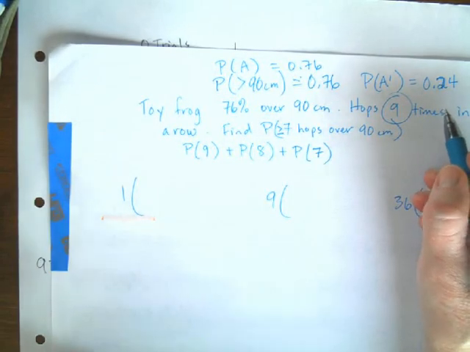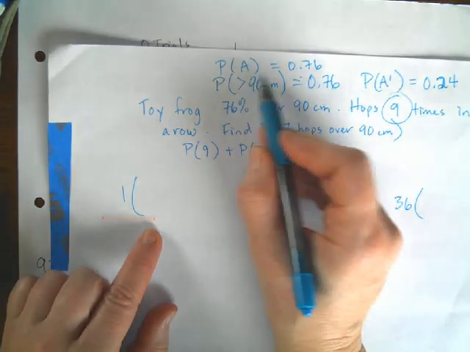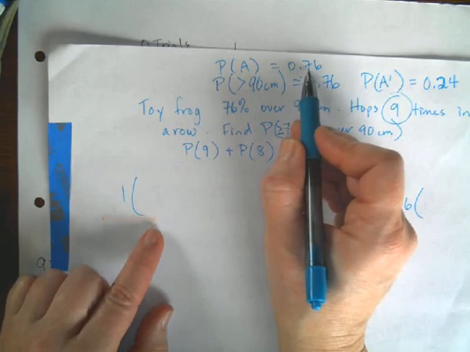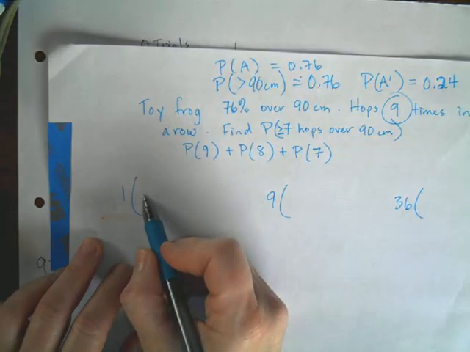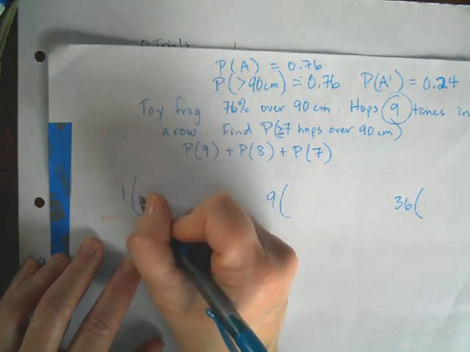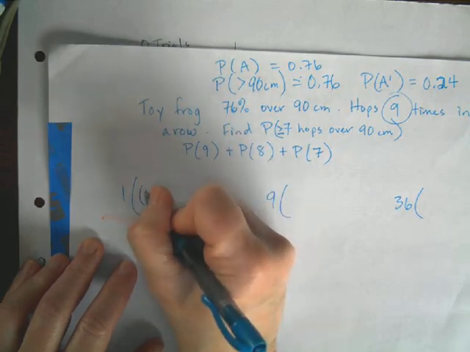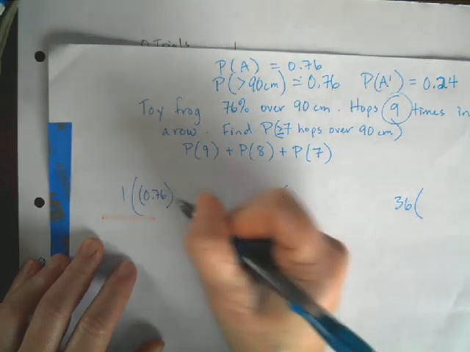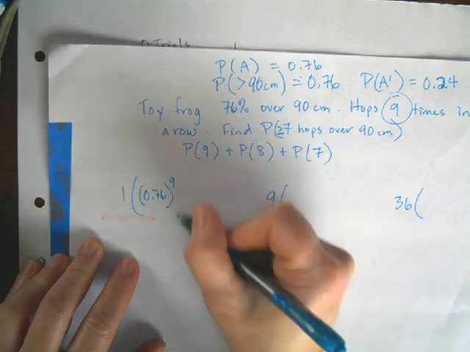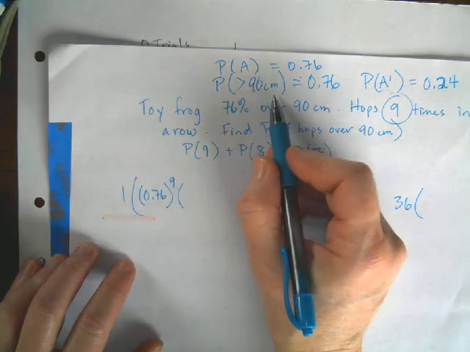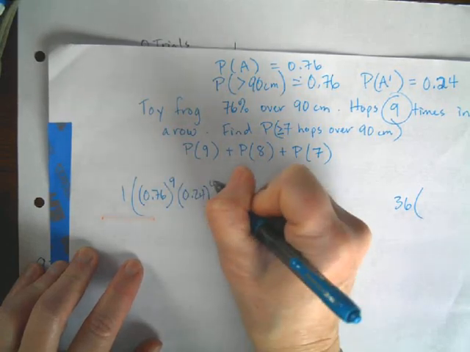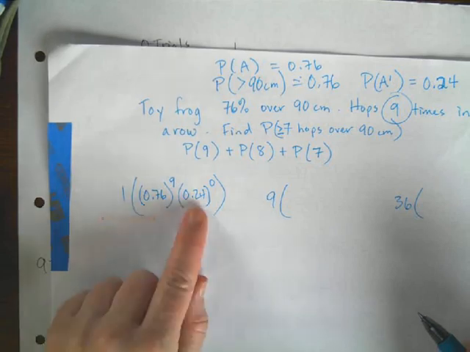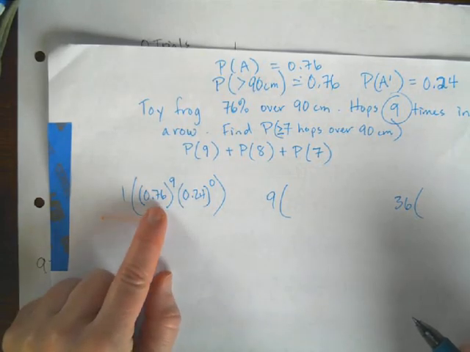So the probability of A, of having a jump over 90 centimeters, is 0.76. I want all of the jumps to be over 90 centimeters. So for my first probability, I want this 9 times, and I'm going to multiply that by how many I want of it not happening, which would be none, 0.24 to the 0. I don't want any of those, right? Every single jump is going to have a probability of 0.76 because I want all of them to be over 90 centimeters.